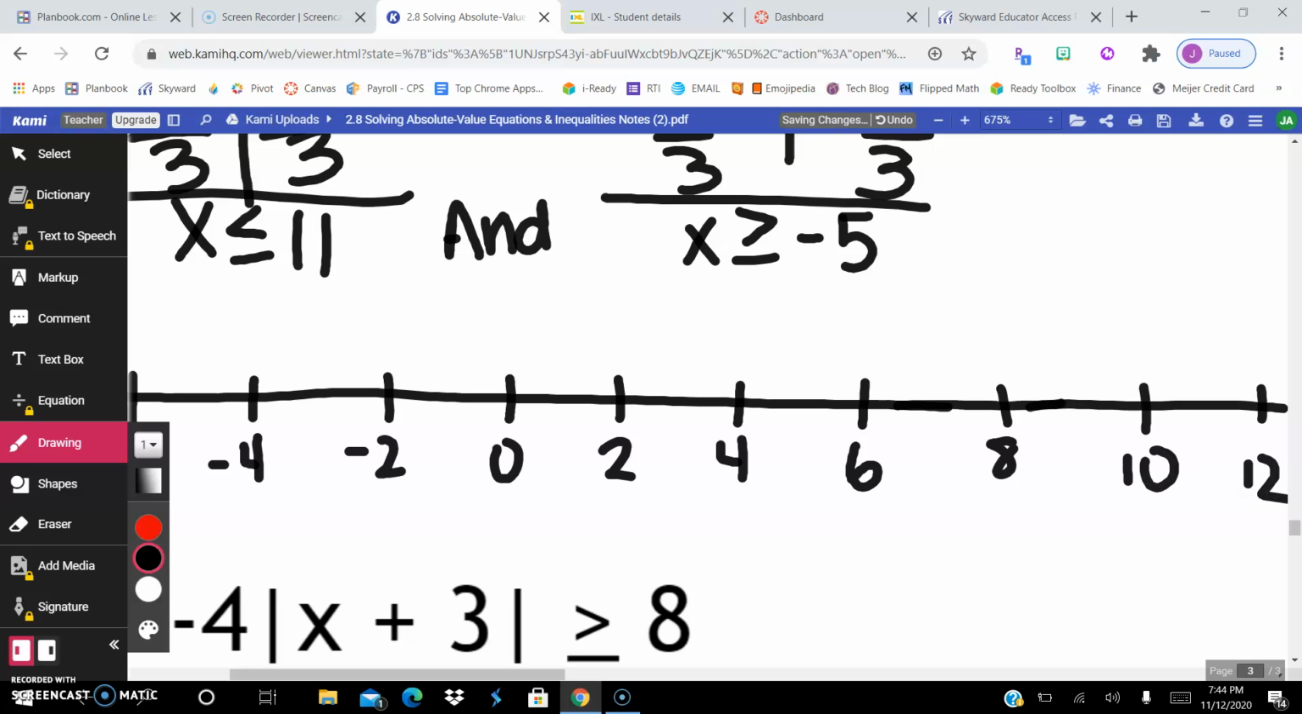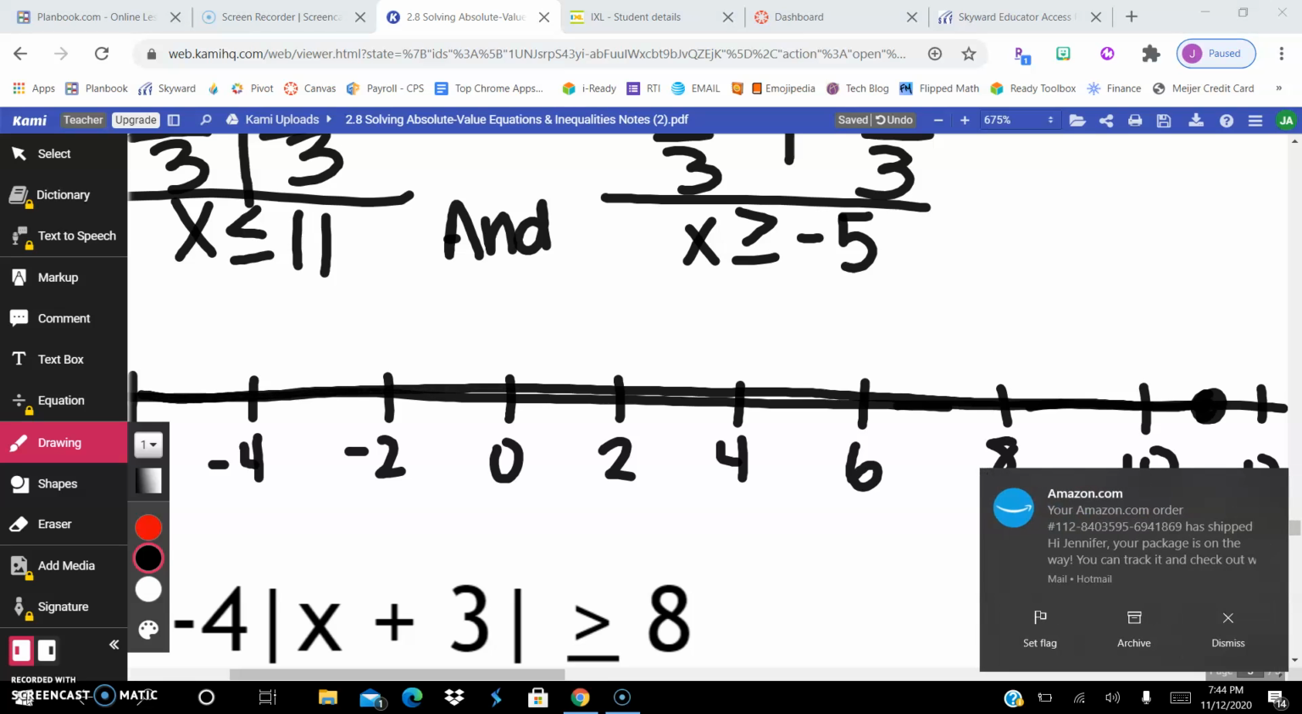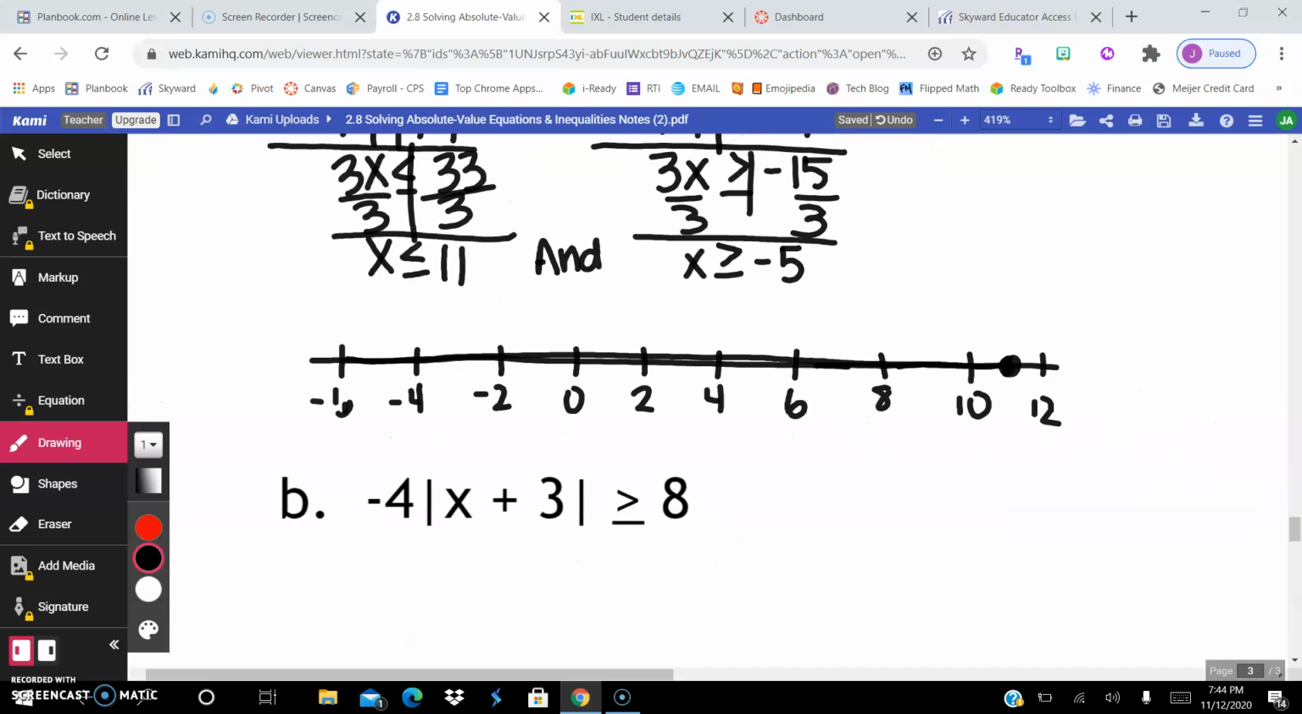So x is less than or equal to 11, so 11's right here. Less than goes this way, all the way forever. And then x is greater than or equal to negative 5, so negative 5 is right here, so it's a filled in circle, and greater than goes that way. And remember, with the ands, it's between the two dots where they overlap that is our answer. So the red spot here would be where we're talking about.